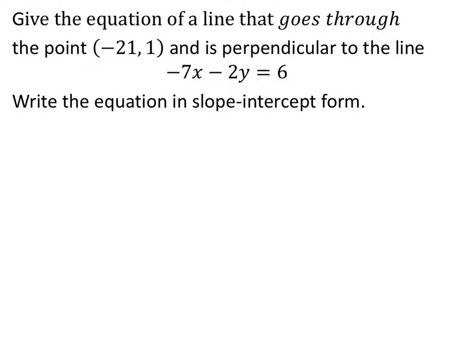We're going to give the equation of a line that goes through the point (-21, 1) and is perpendicular to the line -7x - 2y = 6. And we'll write our new equation in slope-intercept form.